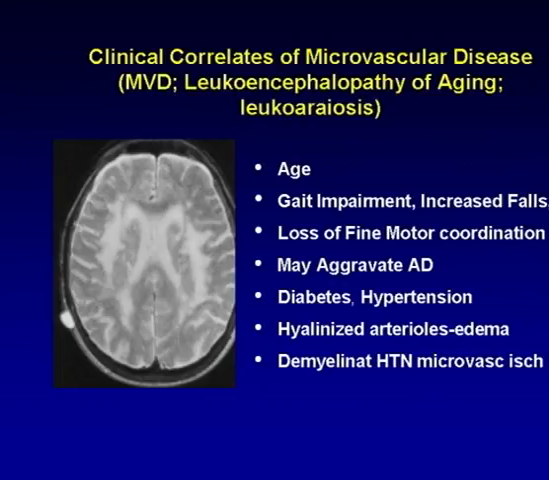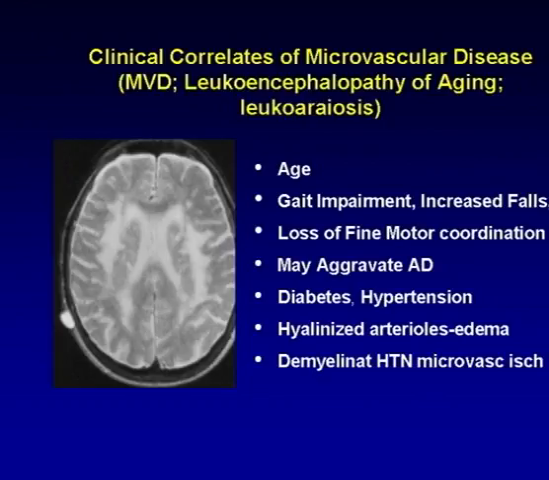So what you're actually seeing here is a demyelinating disease, even though I don't recommend that you call it demyelinating disease, to avoid confusion with demyelinating disease due to things like multiple sclerosis. So this is a demyelinating hypertensive microvascular ischemia. Most people, I think, use terms like MVD or microvascular disease for short, and then there's no confusion.